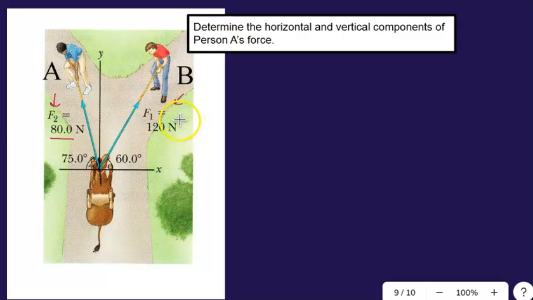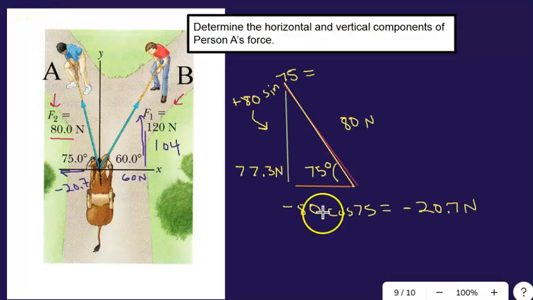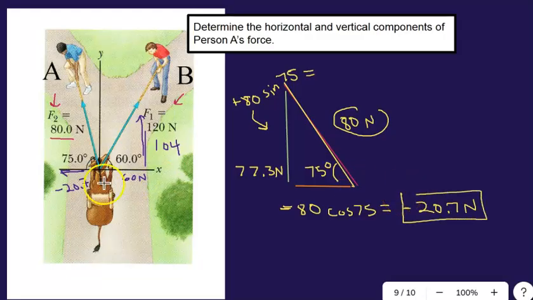So what do we want? We want the horizontal and vertical components of person A's force. So set up your SOHCAHTOA, and then we'll check work with each other. All right, here is the worked out solution. So person A is pulling with 80 newtons crooked, and part of their force is to the left, so it's negative. And so whatever this is, horse, mule, is being pulled to the left by person A with a force of minus 20.7 newtons and pulled down the road with a force of 77.3 newtons.